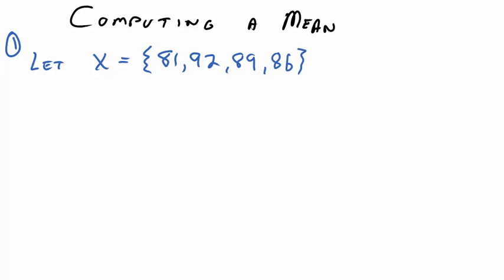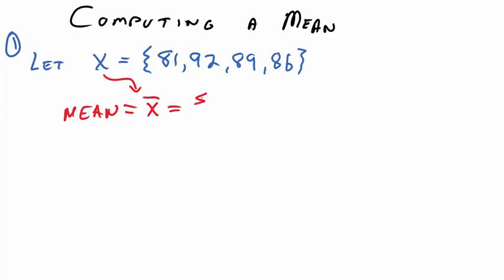So for starters, let's say you've got four different numbers, 81, 92, 89, and 86, and you would like to compute the mean of those numbers. Well, in the standard way of dealing with this, you know that the mean, or most of you call it the average, mean is a little bit more precise, and since this is variable x, we will say the mean of that is x with a bar over it, x bar.